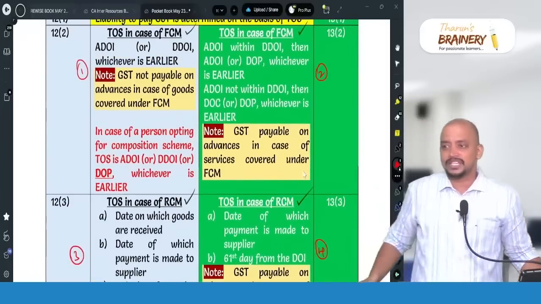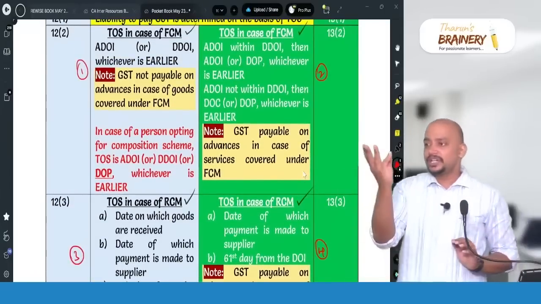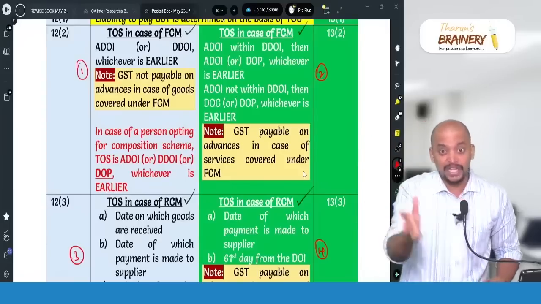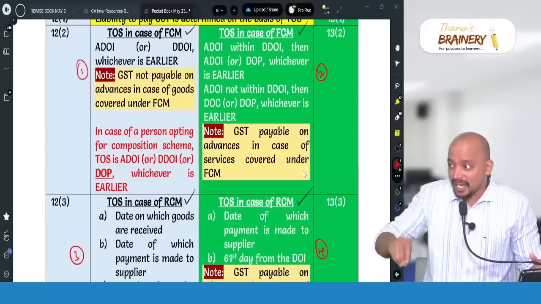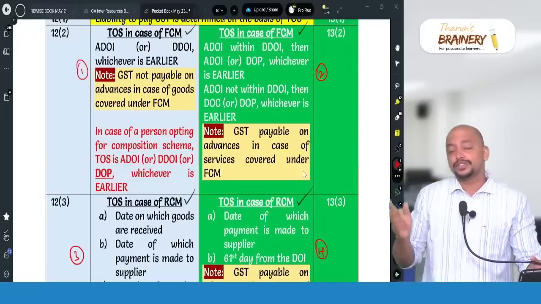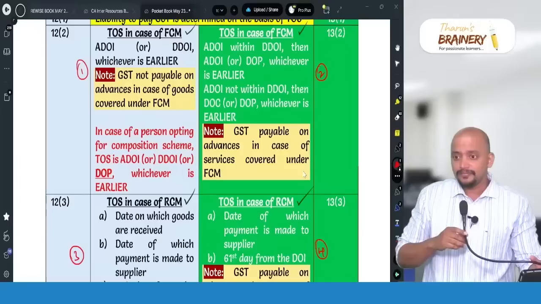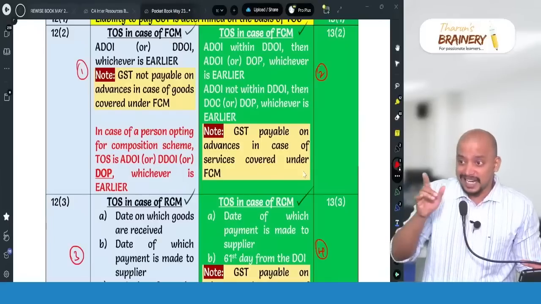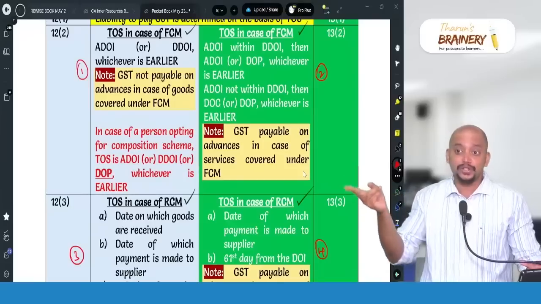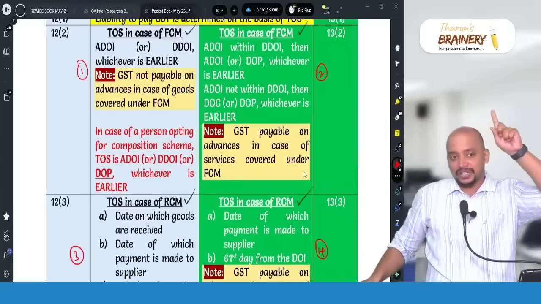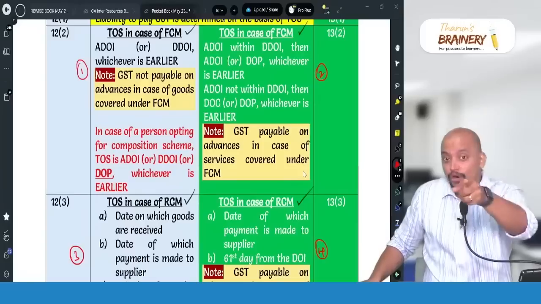Goods FCM, section 12 subsection 2. It is the actual date of invoice or due date of invoice, whichever is earlier. What is the actual date of invoice? The date on which the invoice is issued. What is the due date of invoice? The date on which the invoice should have been issued as per section 31 subsection 1, 4, 7.